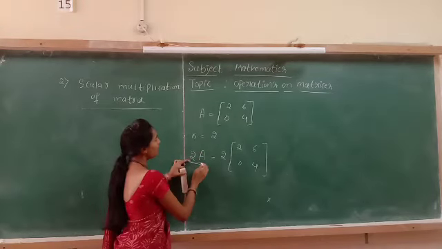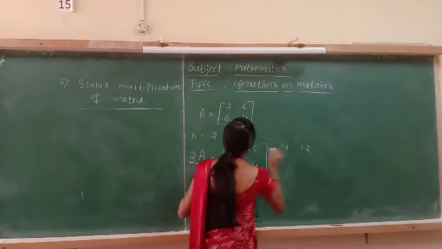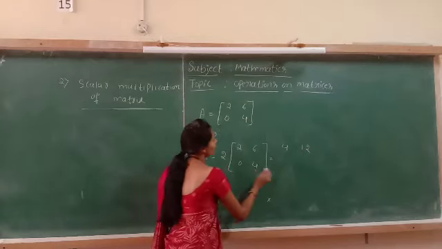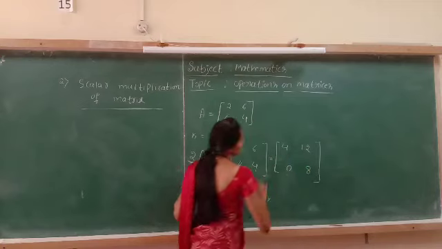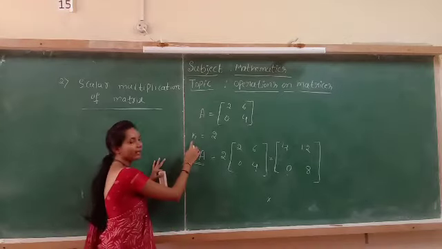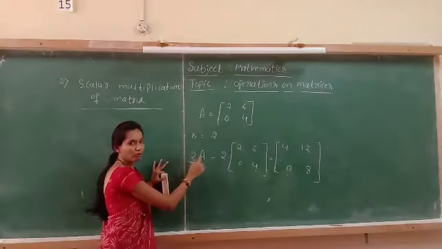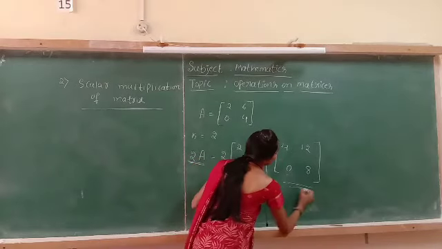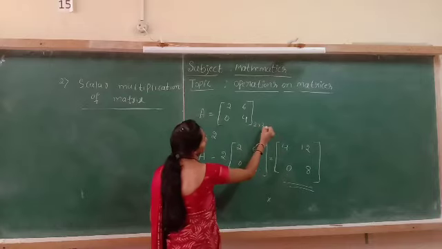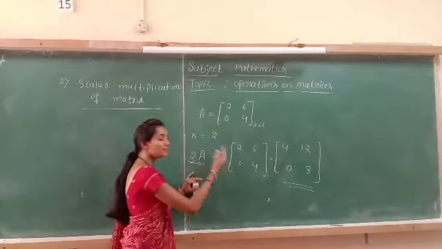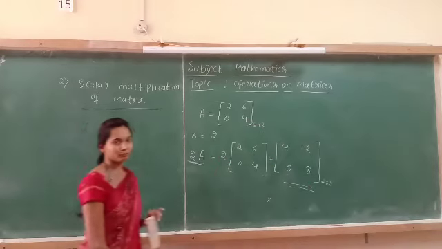So 2 times A, the final answer is 4, 12, 0, 8: 2 into 2 is 4, 2 into 6 is 12, 2 into 0 is 0, 2 fours are 8. Here the quantity k is chosen as 2. Therefore, the final answer is also a matrix. The order of capital A is 2 cross 2, and the resultant order is also 2 cross 2.